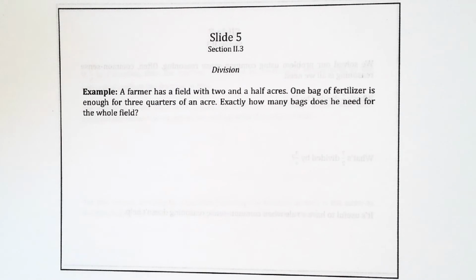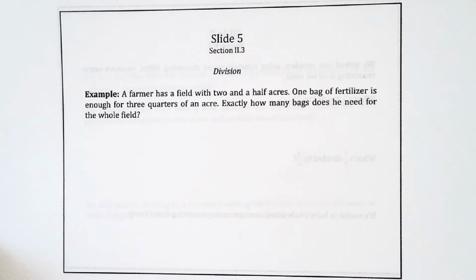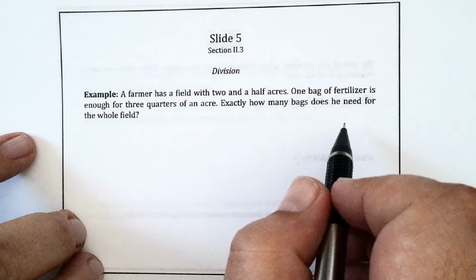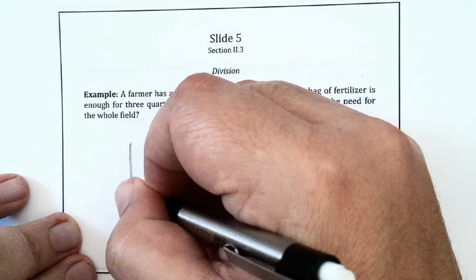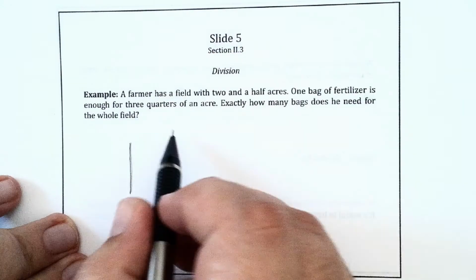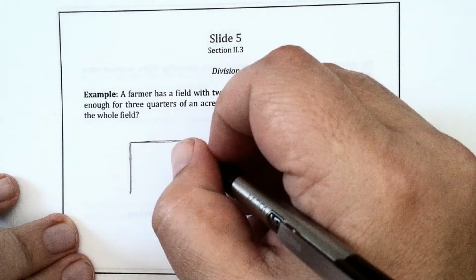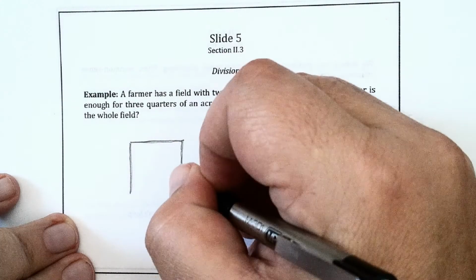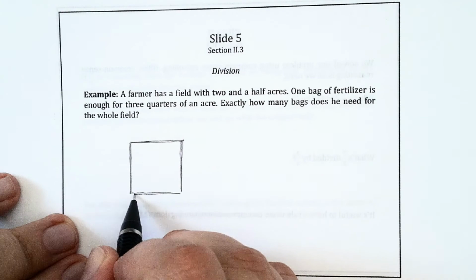So suppose we have a farmer with a field that's 2.5 acres. We're told that 1 bag of fertilizer is enough to cover 3/4 of an acre. We want to know how many bags he needs to cover the field. Exactly how many bags, down to a fraction of a bag. So let's draw a little schematic diagram of his field. Of course, it might not be shaped this way, but that doesn't really matter.